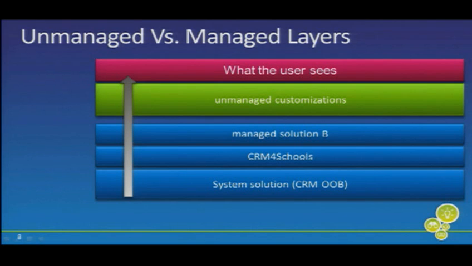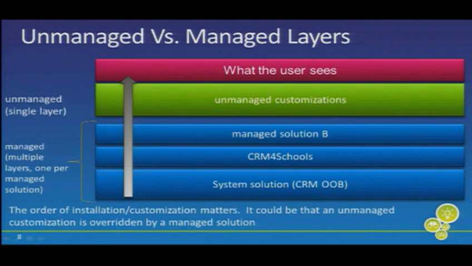Basically we project that through a series of dependency tracking rules that determine what cancels out what and how stuff gets merged, to what the user actually sees at the top layer, i.e. what this looks like when I open up the contact form. So we have a single unmanaged layer, and then multiple managed layers. We have one layer per managed solution, and that order does matter.